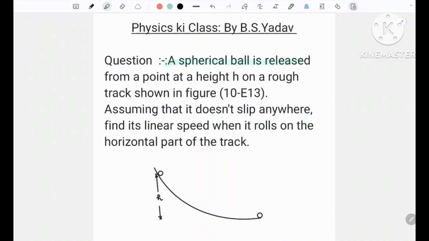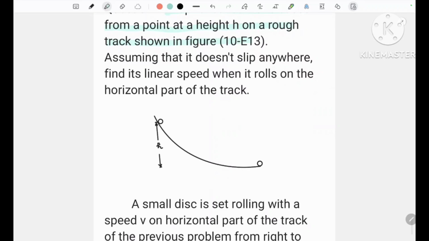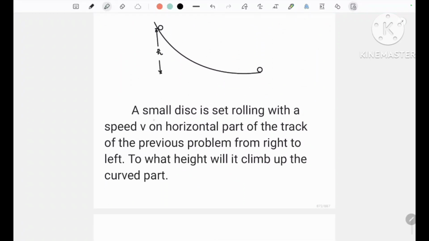A spherical ball is released from a point at a height h on the rough track shown in figure 10-E13. Assuming that it does not slip anywhere, find its linear speed when it rolls on the horizontal part of the track.